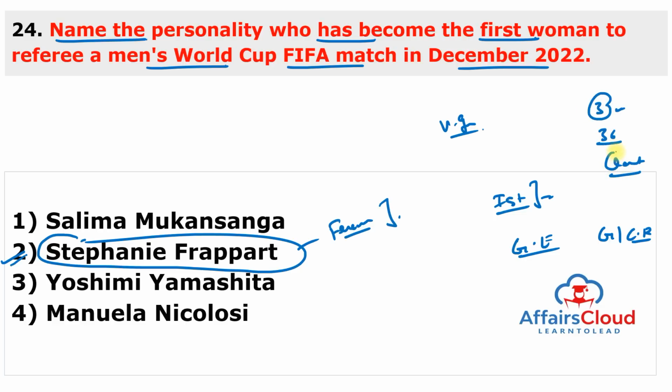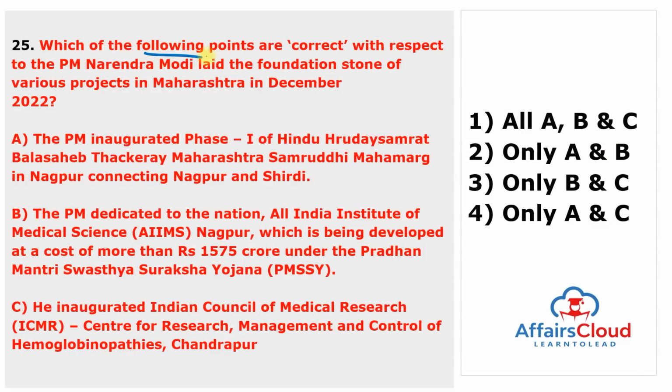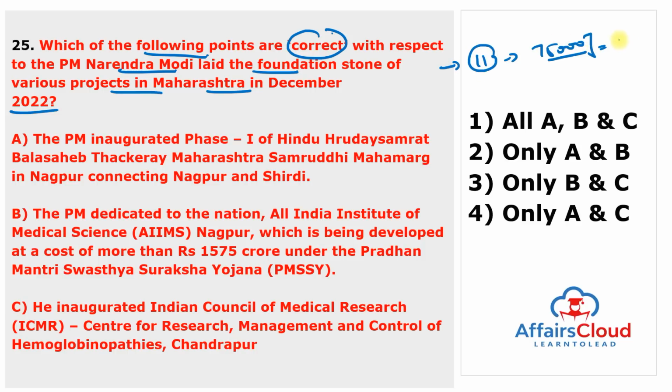Moving to next question. Which of the following points are correct with respect to Prime Minister Narendra Modi laying the foundation stone of various projects in Maharashtra in December 2022? Prime Minister Narendra Modi recently laid the foundation stone and dedicated 11 projects worth more than 75,000 crores in Maharashtra. So let's read out the statements.